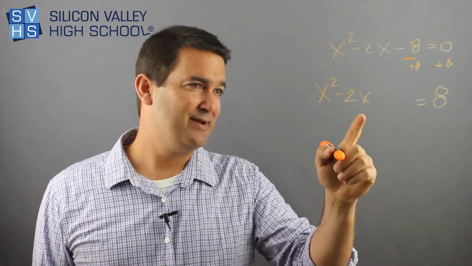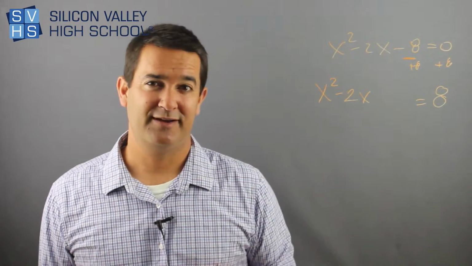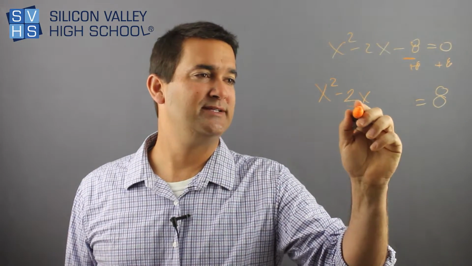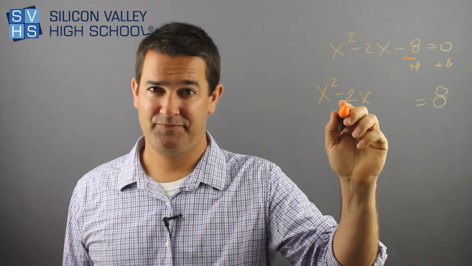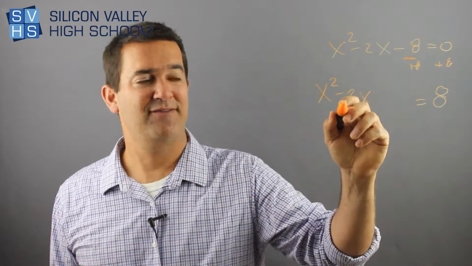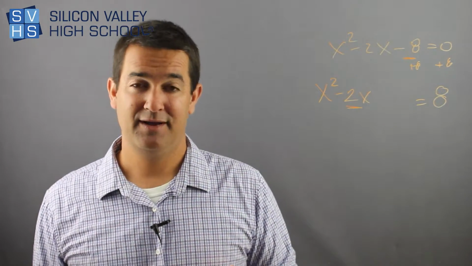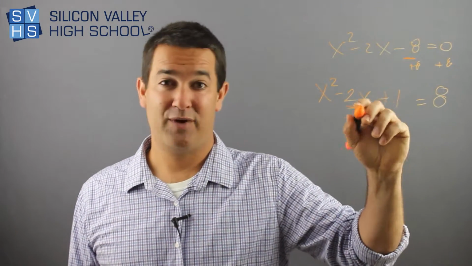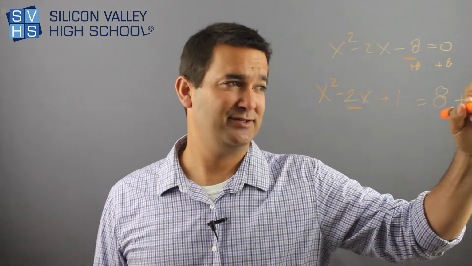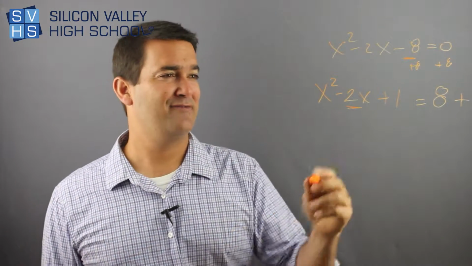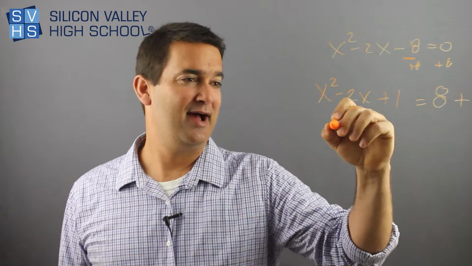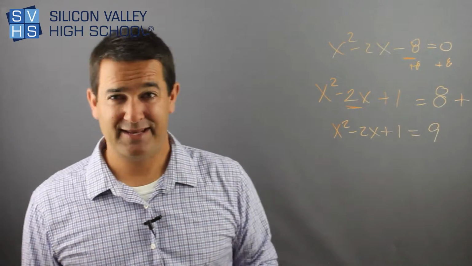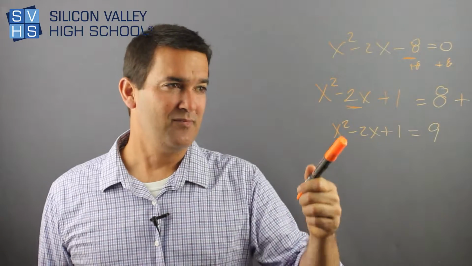Now the number you add to both sides is super specific. This is where completing the square gets annoying. It's always exactly half this guy squared. So what's half of negative 2? Negative 1. What's negative 1 squared? Positive 1. Whatever I do to one side, I immediately have to do to both sides. So now I have this little situation, right? I have x squared minus 2x plus 1 equals 9. I didn't break any laws because I did it to both sides.